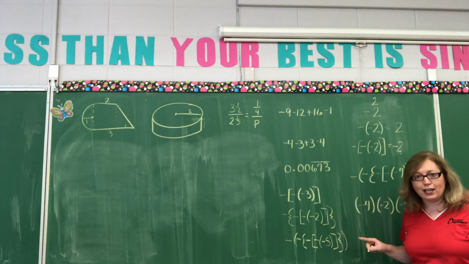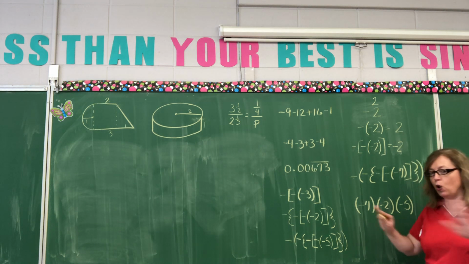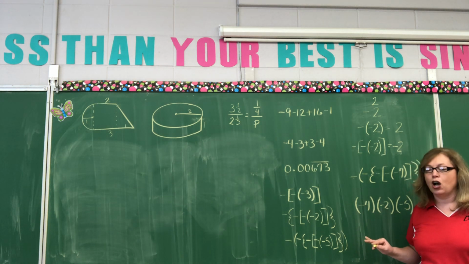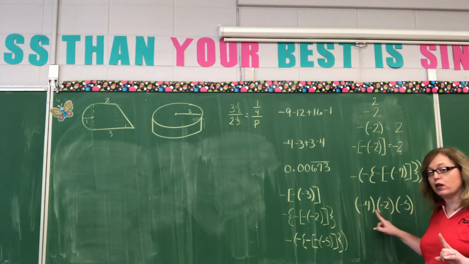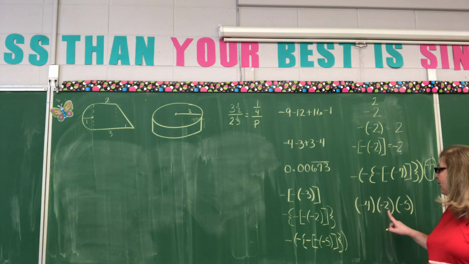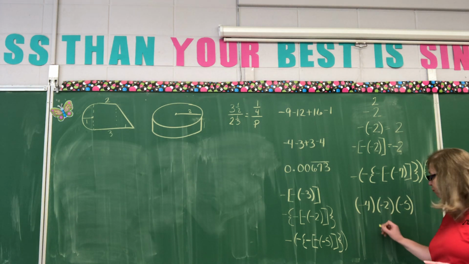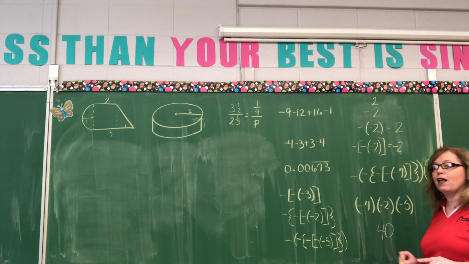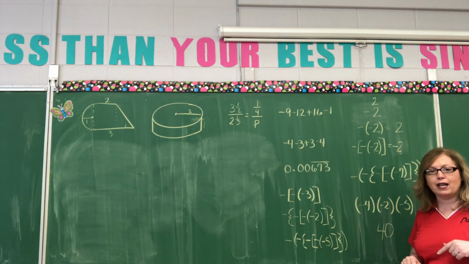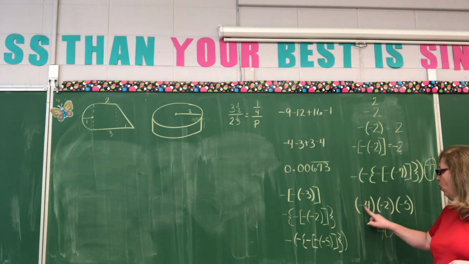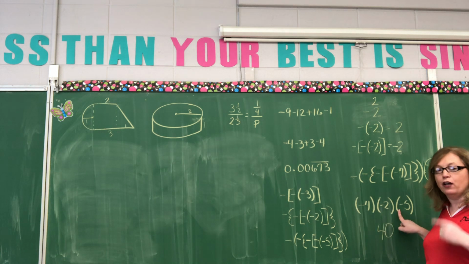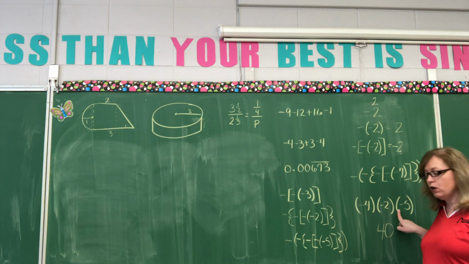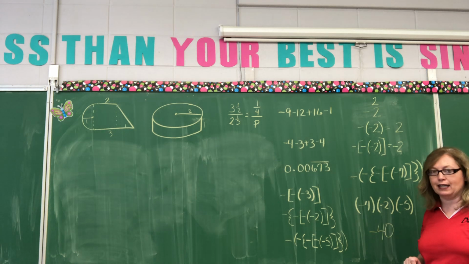All right, look at this one. This one's a multiplication. I'm going to totally ignore my signs. Only look at your numbers. 4 times 2 is 8, and 8 times 5 is 40. Now the question is, is that a positive or a negative? Count your signs. 1, 2, 3. 3 is an odd number, so my answer is negative.